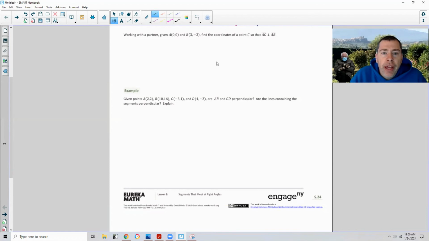In order to do that, we have to have the products equal 0. So here's what we're going to do. We already have the point B, which is (3,-2). We need a point C that has some X and some Y value. So let's just use that formula from the prior lesson and multiply our X's and multiply our Y's. So we need 3x plus -2 times y to equal 0.